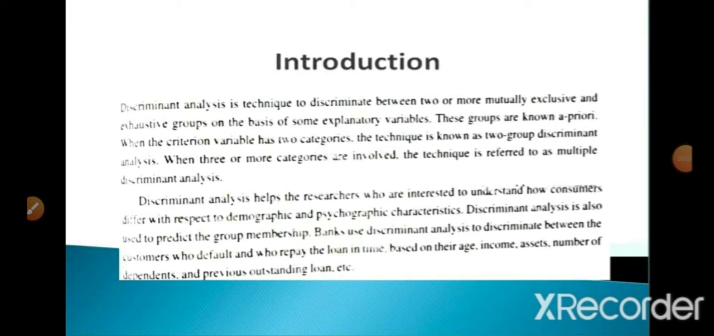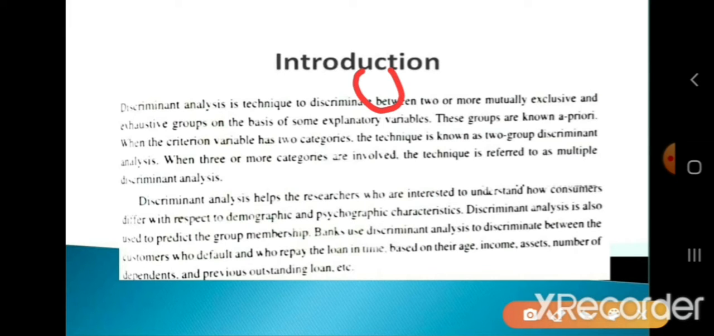Good morning all. Today we are going to study discriminant analysis. Discriminant analysis is basically a technique to discriminate between two or more mutually exclusive and exhaustive groups on the basis of some predictive or explanatory variables.